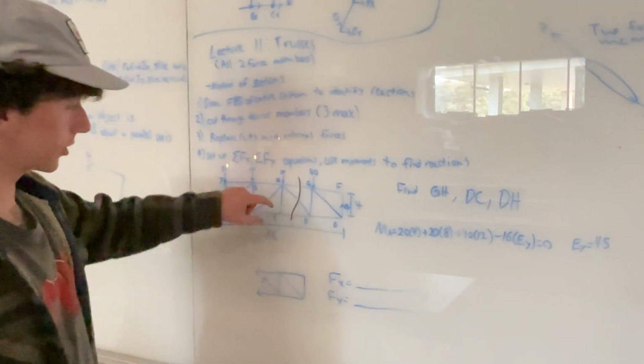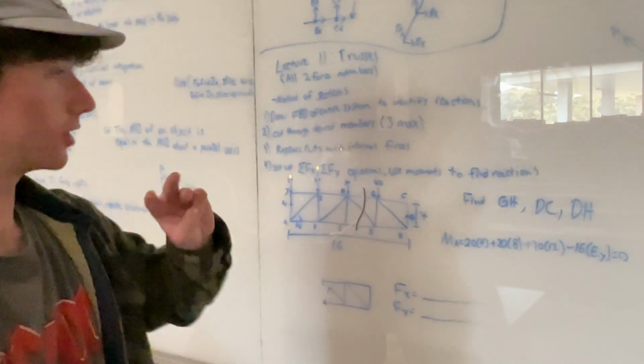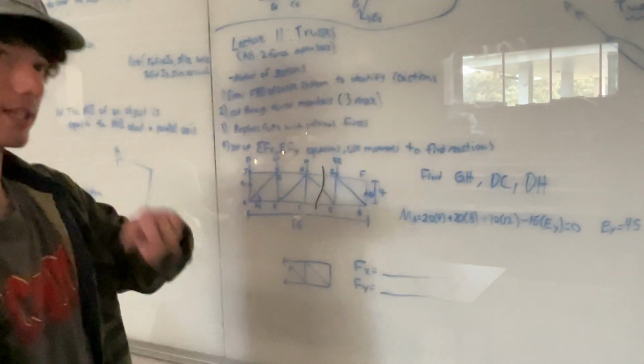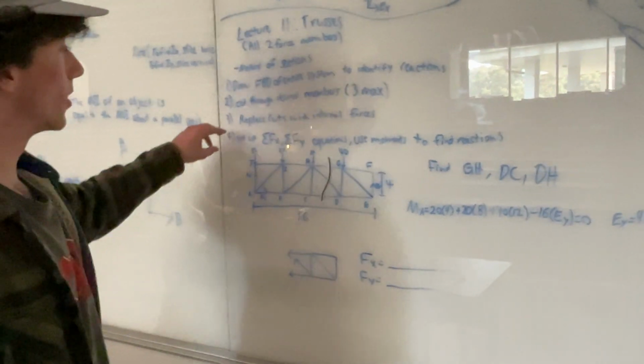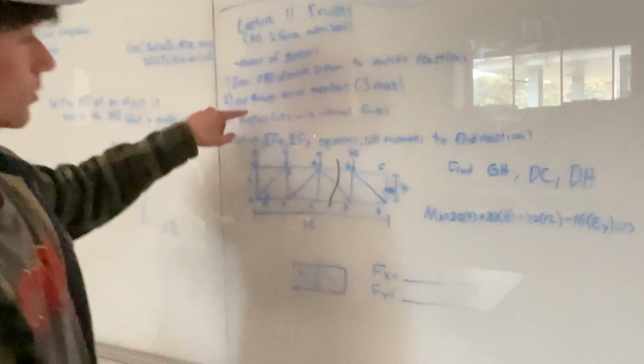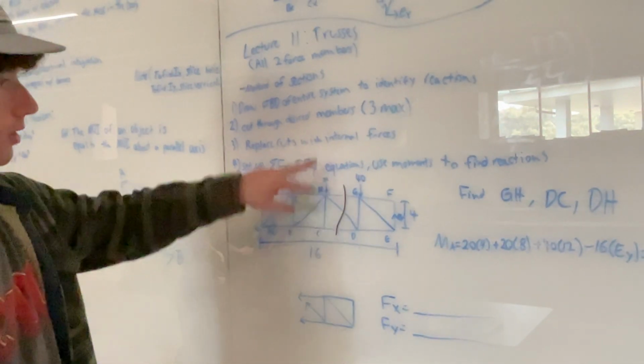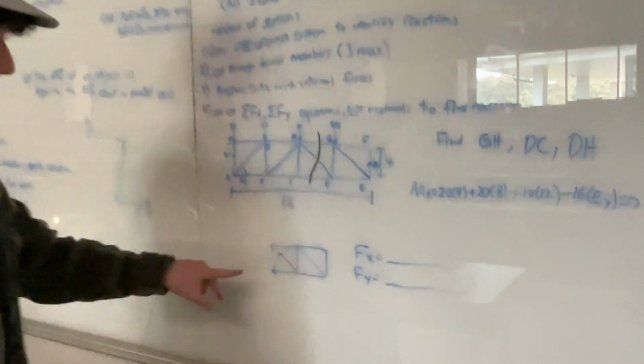That's what this line right here is. You can only cut through 3 members at the same time, 3 maximum. Then we're gonna make a new free body diagram replacing those cut members with internal forces. That's what we got here.